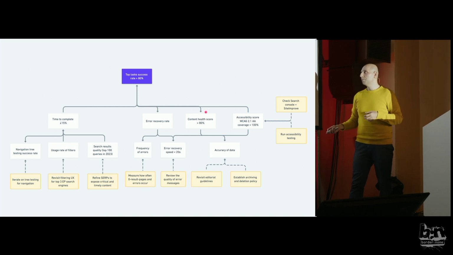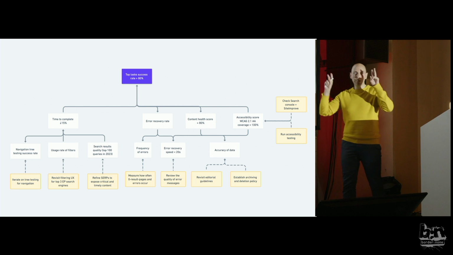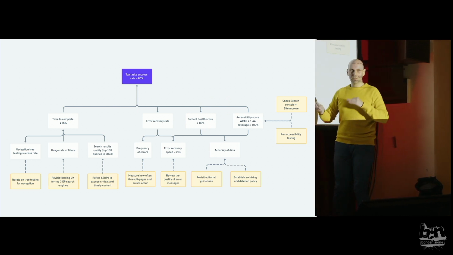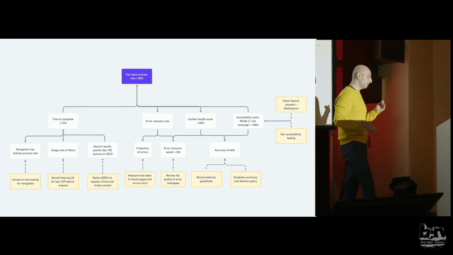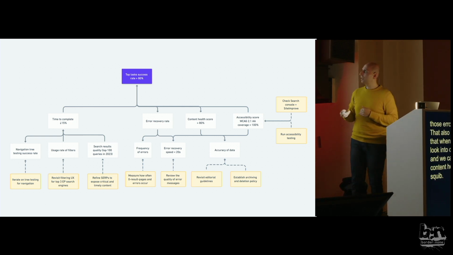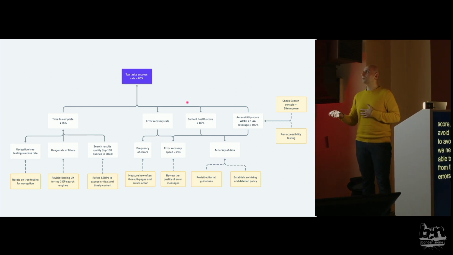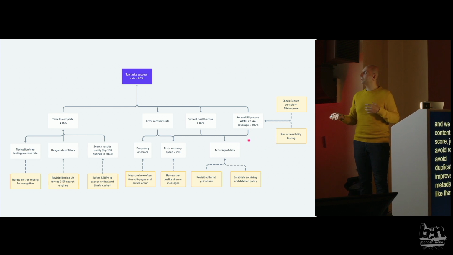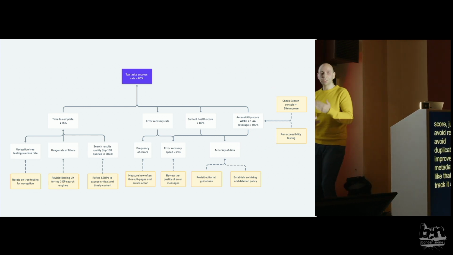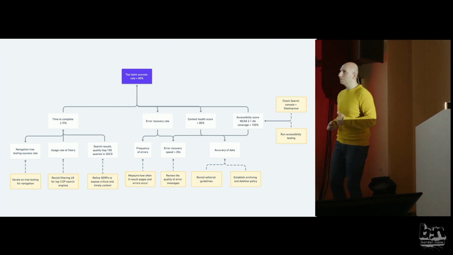That also means that when we look into content, and we call it content health score, to avoid repetitions, avoid duplications, improve metadata, things like that, we can track it as well. And then, of course, there are things like accessibility, usability, and so on. And these yellow boxes represent design initiatives that we're suggesting or prompting to improve those KPIs.